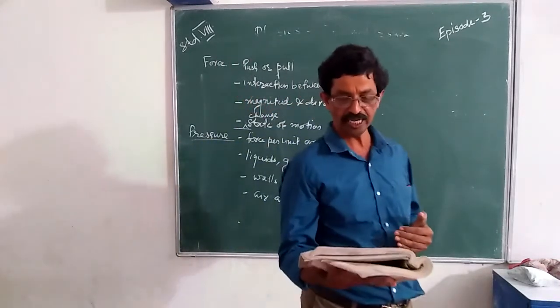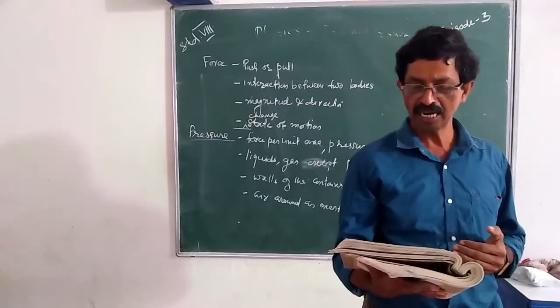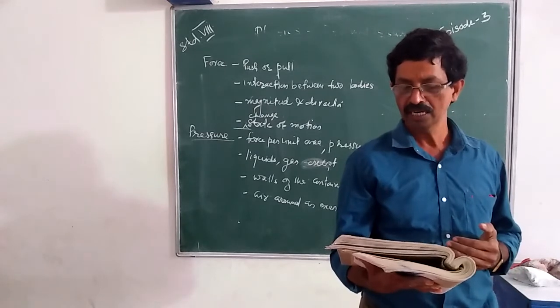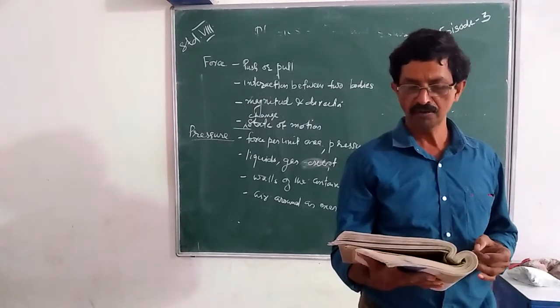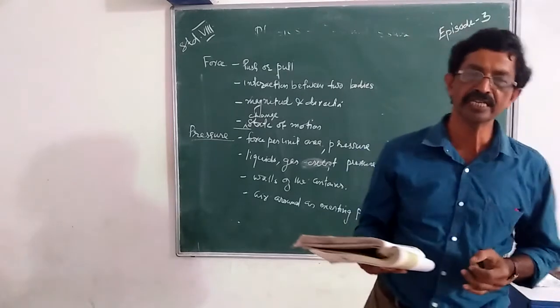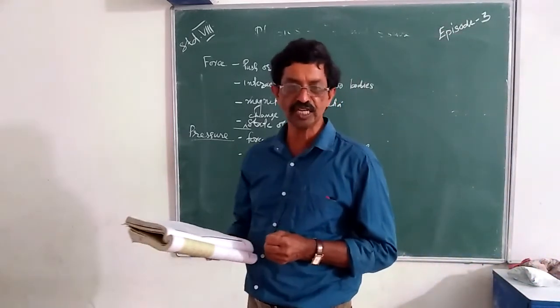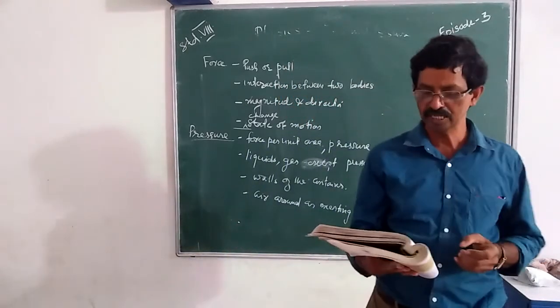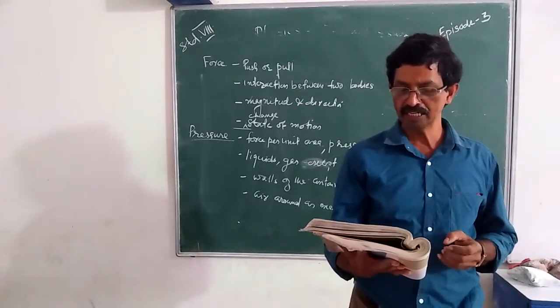Now 6th question. A blacksmith hammers a hot piece of iron while making a tool. How does the force due to hammering affect the piece of iron? That force of hammering changes the shape of the iron.